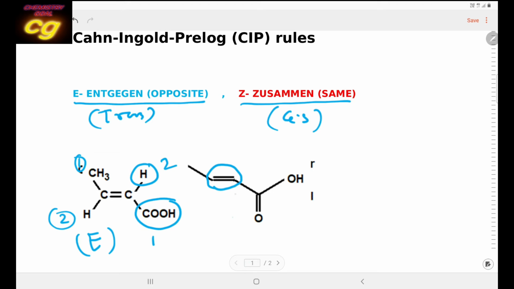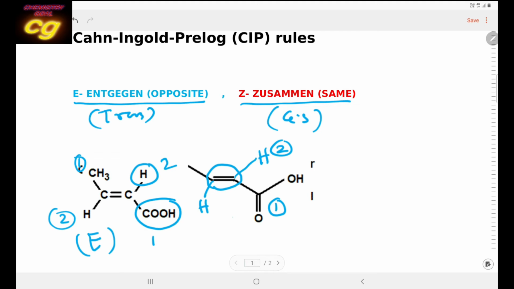Here the group is COOH, and here is not given, we have to consider this is hydrogen, and here this is R, that is methyl, and here is hydrogen. We have to see like this. So as acid group, carbon is attached to carbon and hydrogen, so this is 1 and this is hydrogen 2.